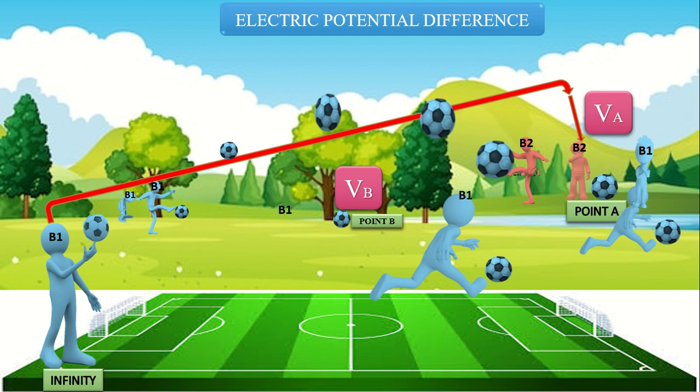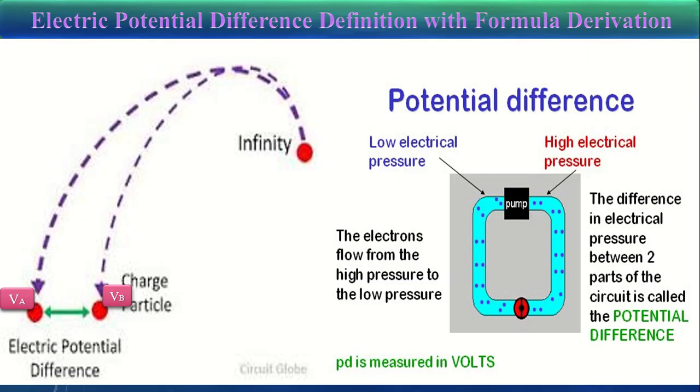Therefore, what do we mean by electric potential difference? Voltage, electric potential difference, electric pressure or electric tension is the difference in electric potential between two points in a static electric field. It is defined as the work needed per unit charge to move a test charge between two points, and the SI unit is volt.